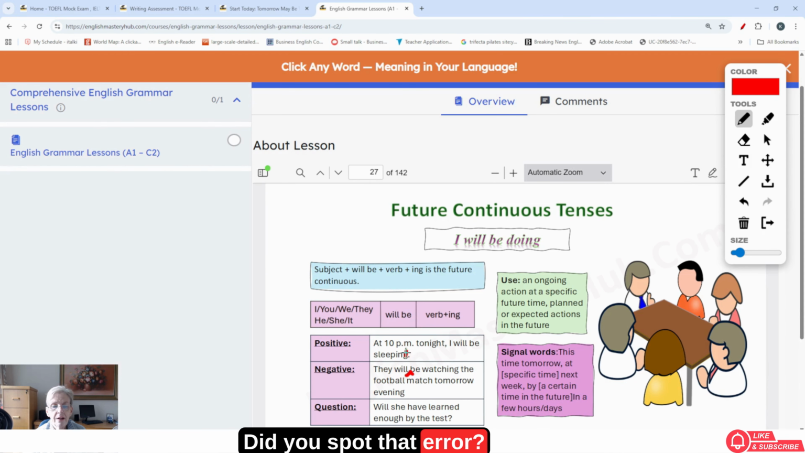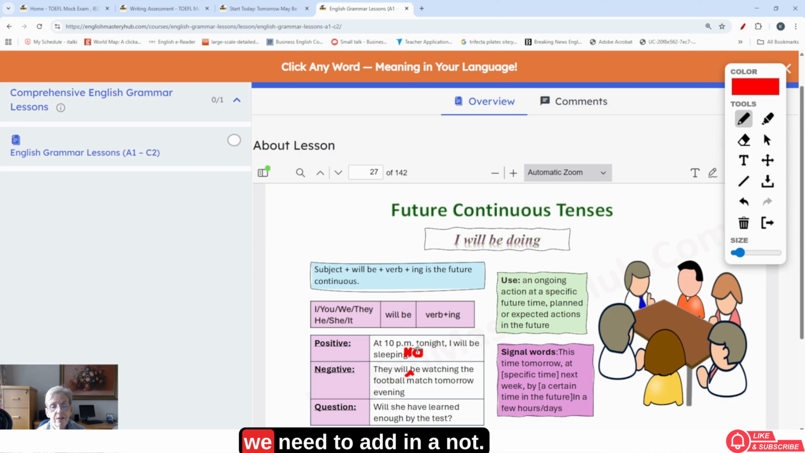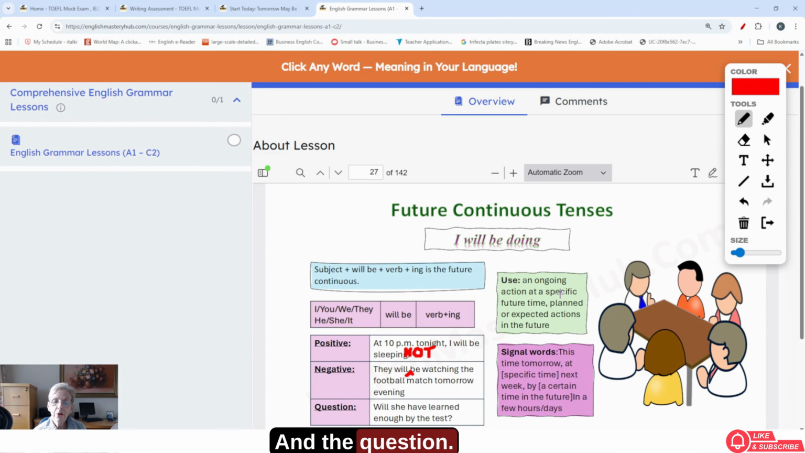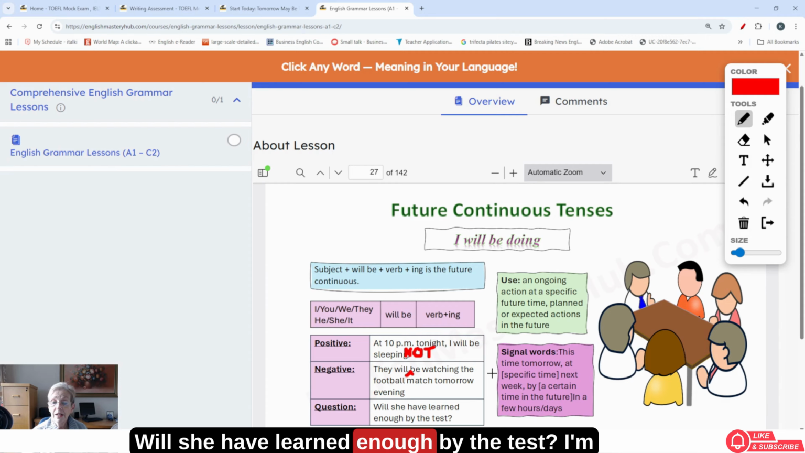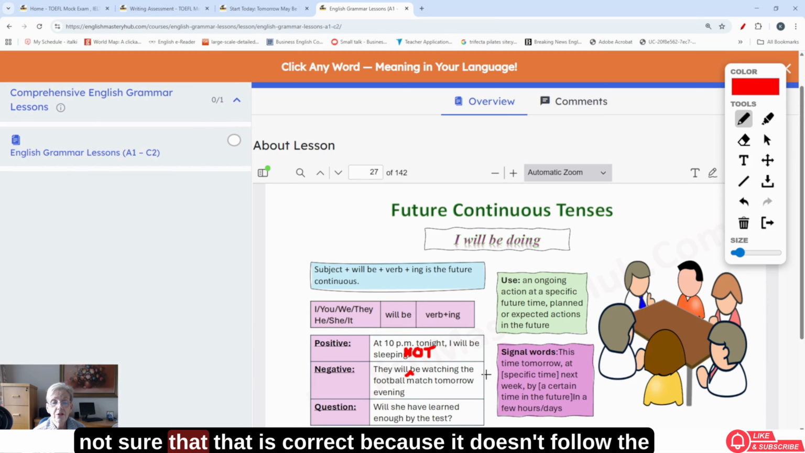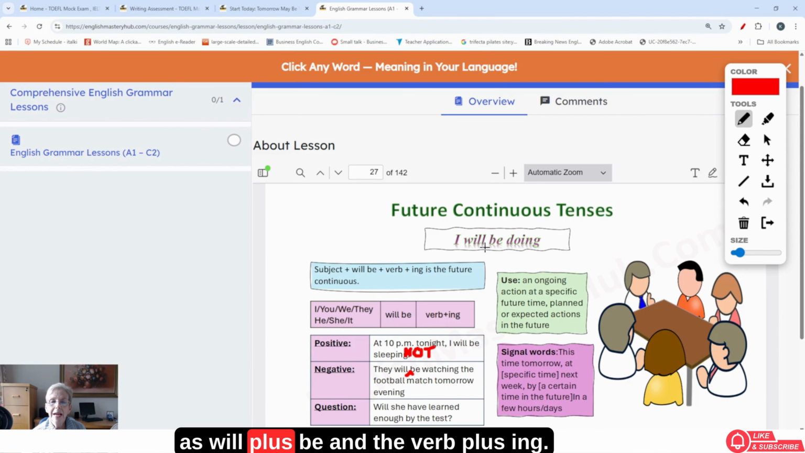Did you spot that error? To make that sentence negative, we need to add in a not. They will not be watching the football match tomorrow. And the question, will she have learned enough by the test? I'm not sure that that is correct because it doesn't follow the same format. Is will plus be and the verb plus ing.